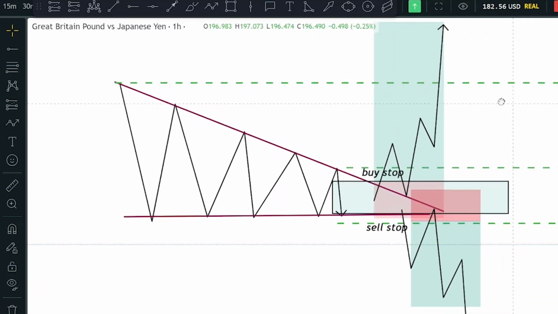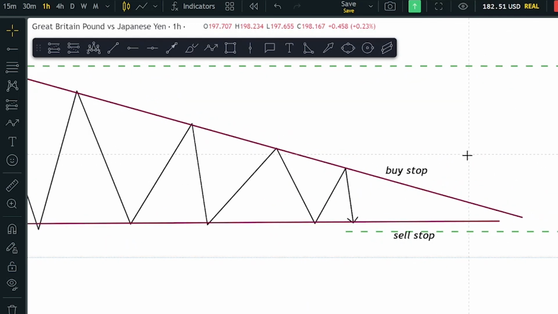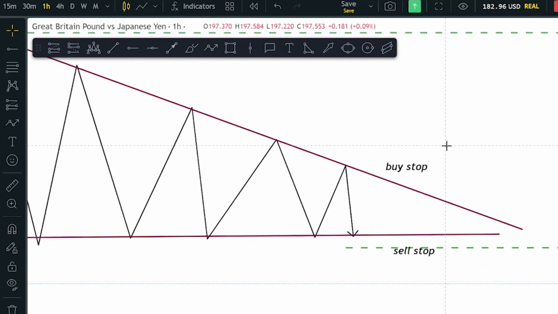Okay, so now another way to trade this chart pattern is to wait outside again of the formation of a rectangle.